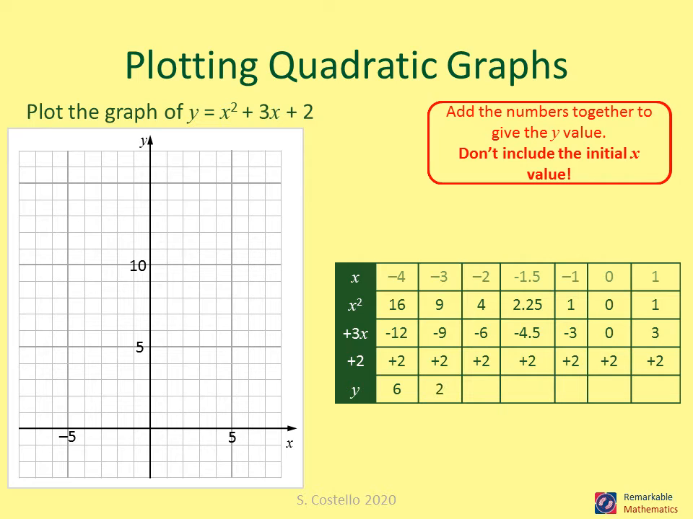9 - 9 + 2 is 2. 4 - 6 + 2 is 0. 2.25 - 4.5 + 2 is -0.25. 1 - 3 + 2 is 0. 0 + 0 + 2 is 2. 1 + 3 + 2 gives us 6.